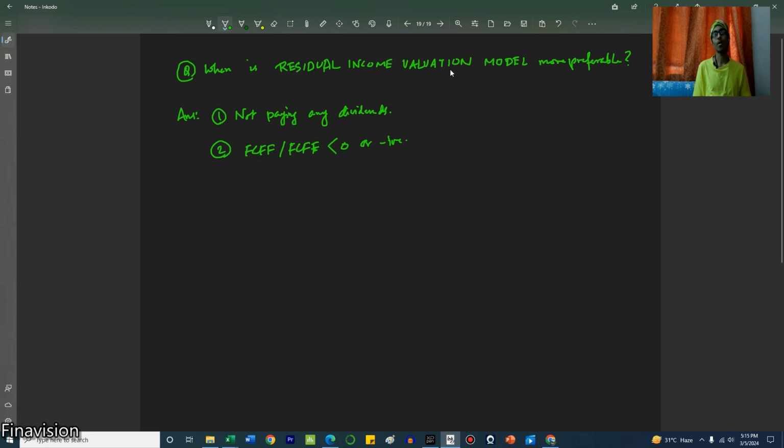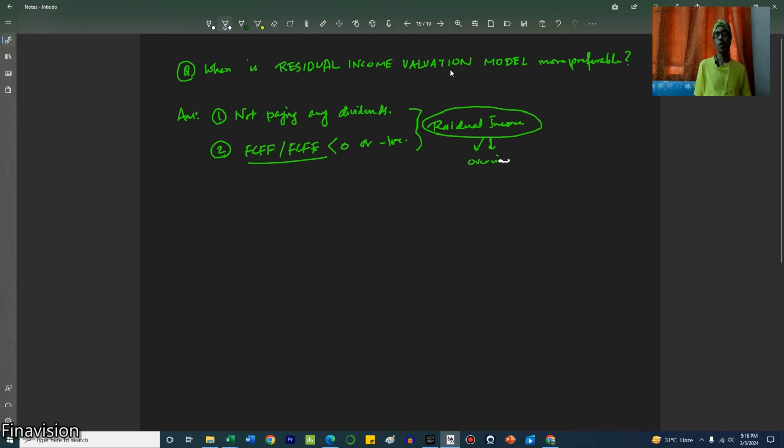Now in such a scenario, even using FCFF model becomes invalid. It does not give a proper answer. In this kind of a scenario, we can use something called a residual income model. So this is basically a separate chapter, but here, because we are discussing these things on a comparative basis, we'll take an overview of it. What is residual income? Let's understand that.